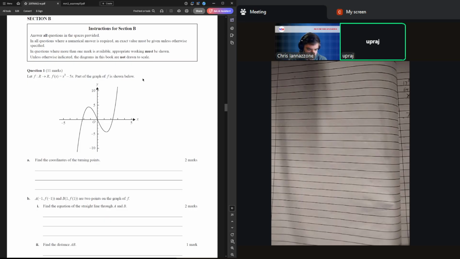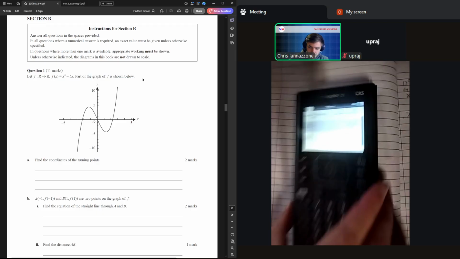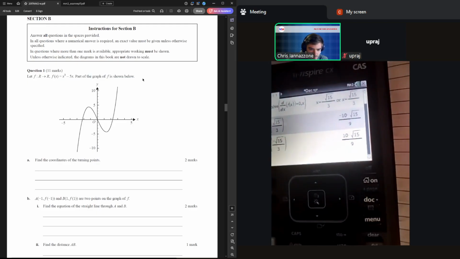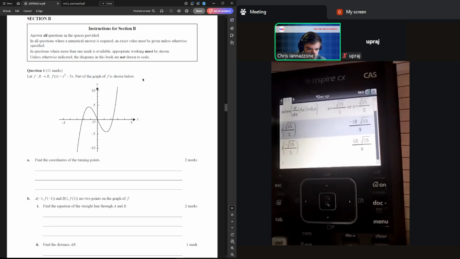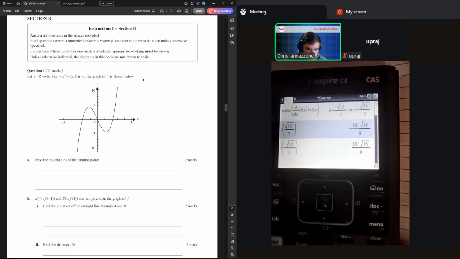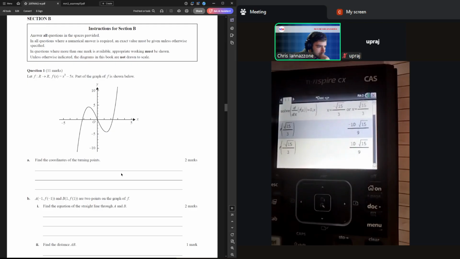I got 15 root 3 and negative 10 root 15 all over 9, and then negative root 15 on 3, 10 root 15 over 9. Yeah, those are good. Good thing you gave both the coordinates there, and knowing which one's paired to what. The minus goes with the plus, goes with the minus. Nice, and quick too.